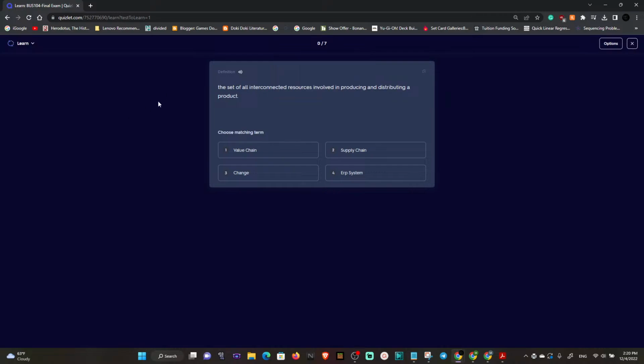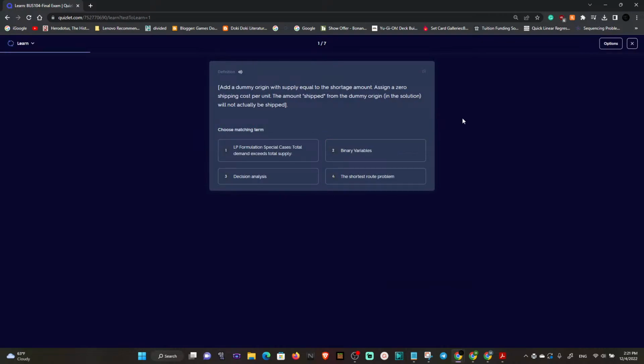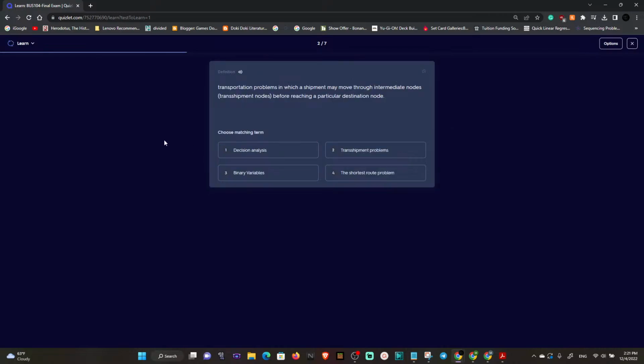Okay. The set of all interconnected resources involved in producing and distributing a product. Supply chain? Yep. Good. Add a dummy origin with supply equal to the shortage amount, assign a zero shipping cost per unit. The amount shipped from the dummy origin in the solution will not actually be shipped. Transportation problems in which a shipment may move through intermediate nodes, transshipment nodes, before reaching a particular destination node. What is this?